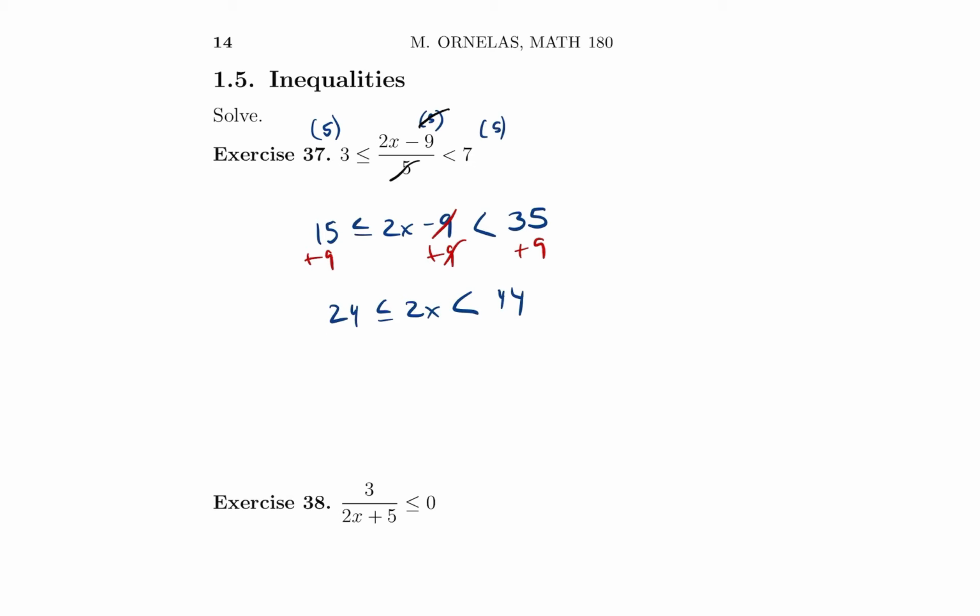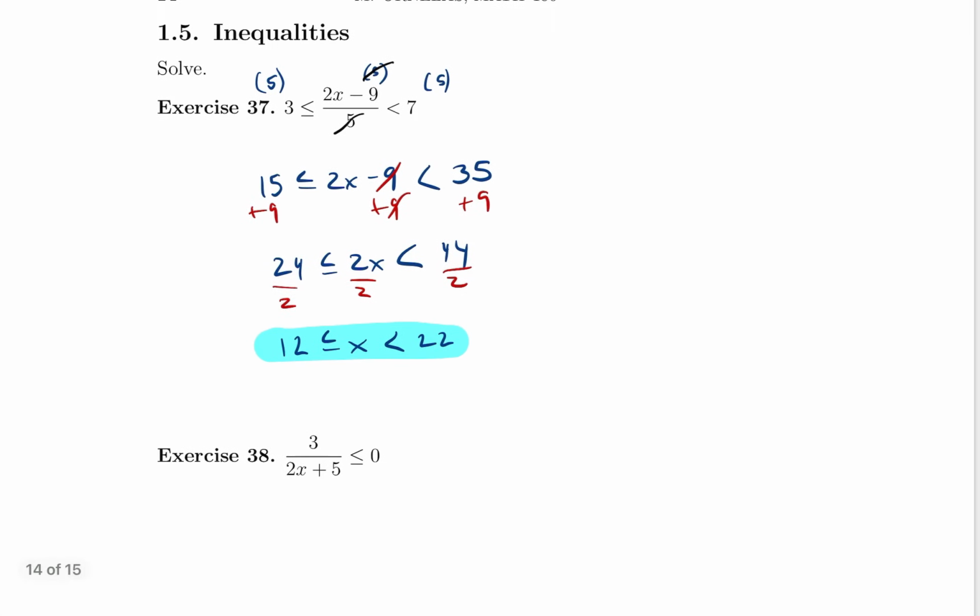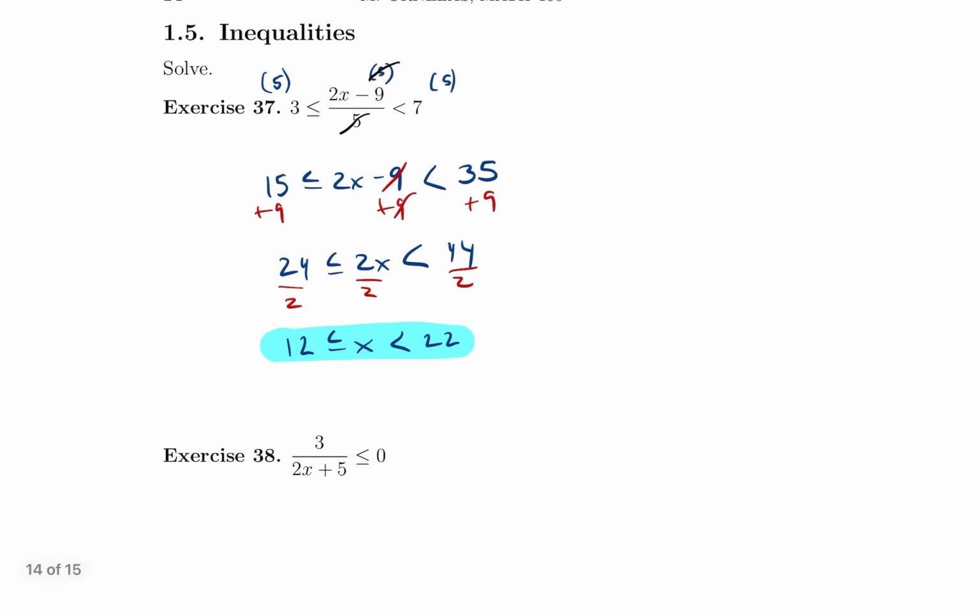Okay, and now the final step is to divide everything by 2 to get the x by itself. And that will do it. 12 less than or equal to x less than 22. That is our inequality. All right, and in order to graph that, it doesn't tell us to graph, but you may have to graph on the homework, so let's show you how to graph that.